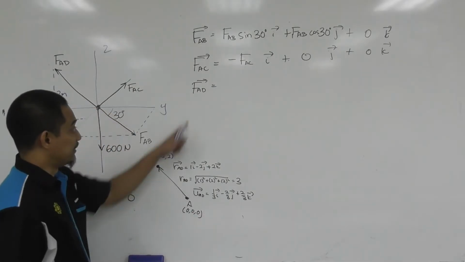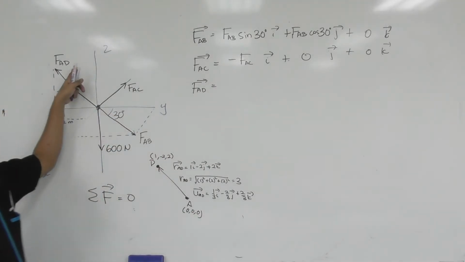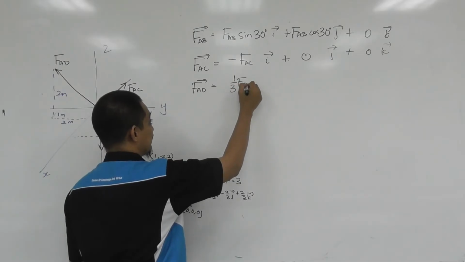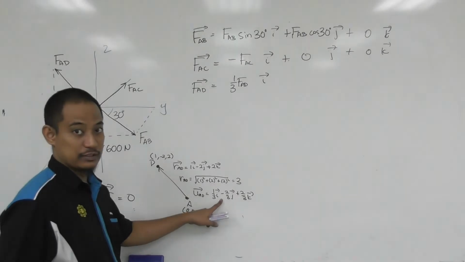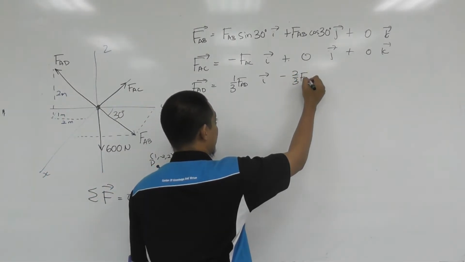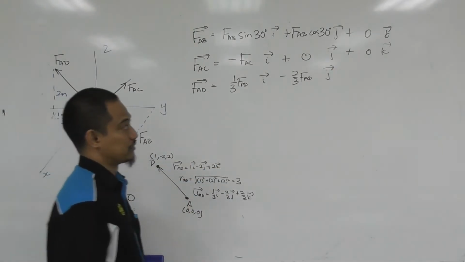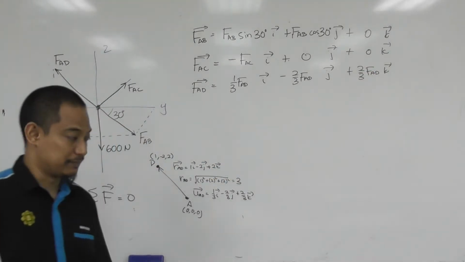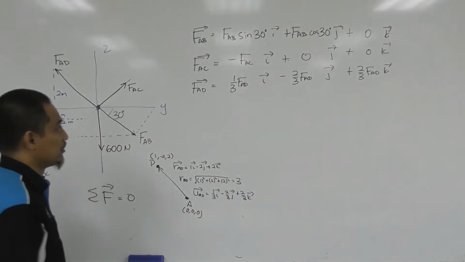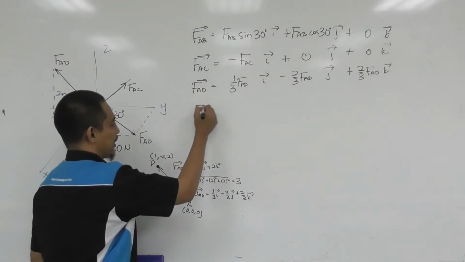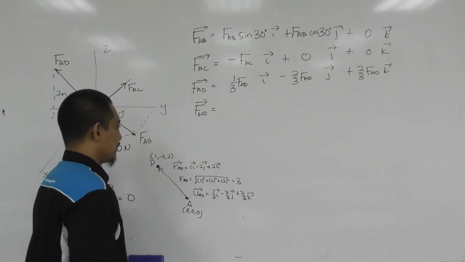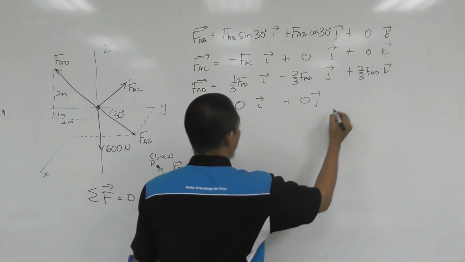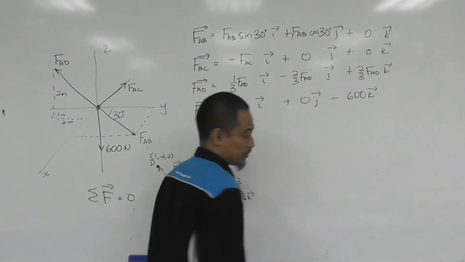So FAD is just the magnitude of FAD multiplied by this unit vector. So you get 1 over 3 FAD i, minus 2 over 3 FAD j, plus 2 over 3 FAD k. What are the other forces? We have this one, 600 Newton. I'm not sure what name to give it, so I'll just use F600 for example, the vector. This is straight down, meaning 0i plus 0j minus 600k Newton.